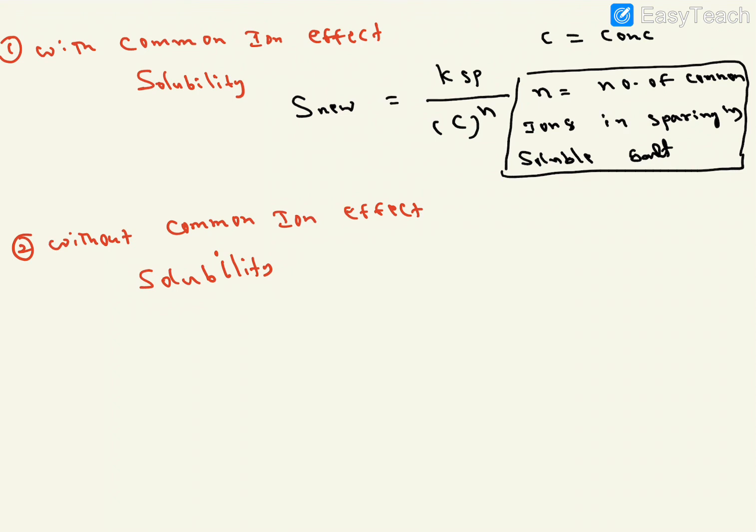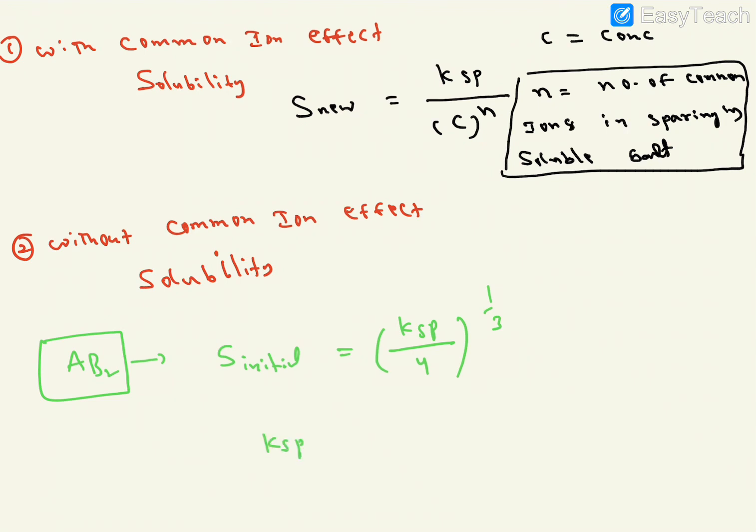This is the new solubility, as opposed to the solubility without the common ion effect. How can we calculate it here? Generally, for an AB2 type salt, how can we calculate it? The initial solubility equals KSP divided by the number of ions, here 4, to the power of 1/3.